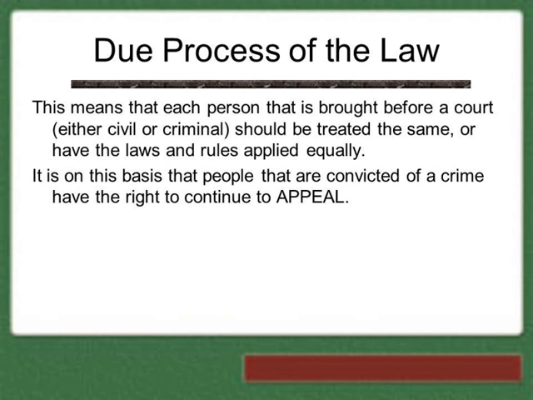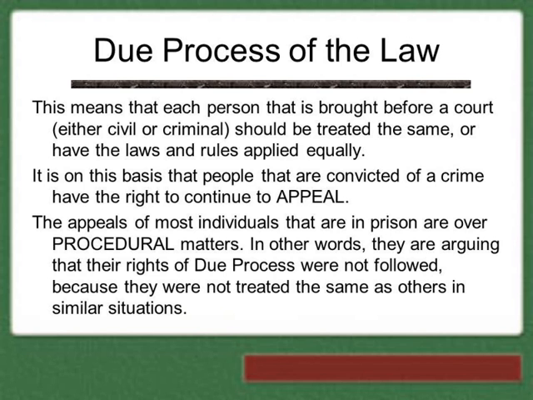Most of the time when a person is appealing their conviction, they're not appealing based on the fact that I'm innocent, because the jury in the court has already determined that I'm guilty. What the individual is appealing is that there is some procedural matter that was not done properly. My due process was violated. And we'll talk in detail about this when we get into the next section.